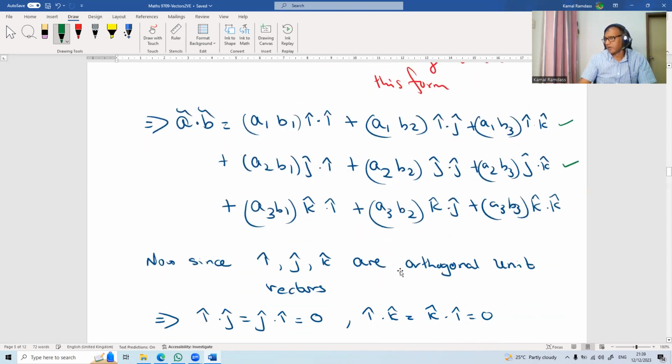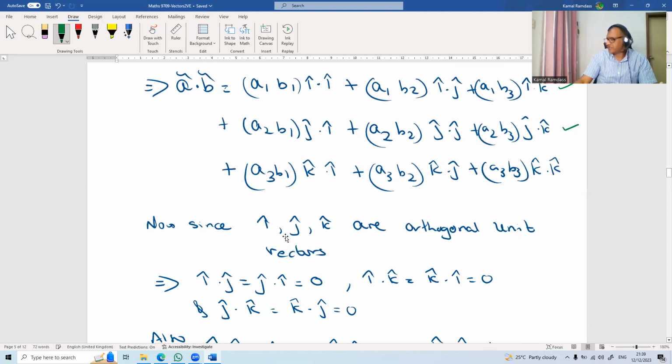Bon. Since I roof, J roof, and K roof are orthogonal, they are mutually perpendicular. Normalement, I roof times J roof is equal to J roof times I roof est égal à 0. Nous ne faisons que dire perpendicular vector, so dot product c'est 0. I roof times K roof est égal à 0. J roof times K roof is equal to K roof times J roof est égal à 0.